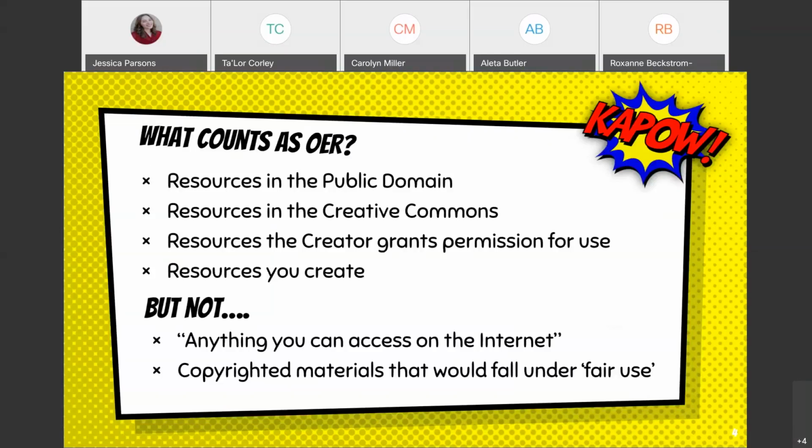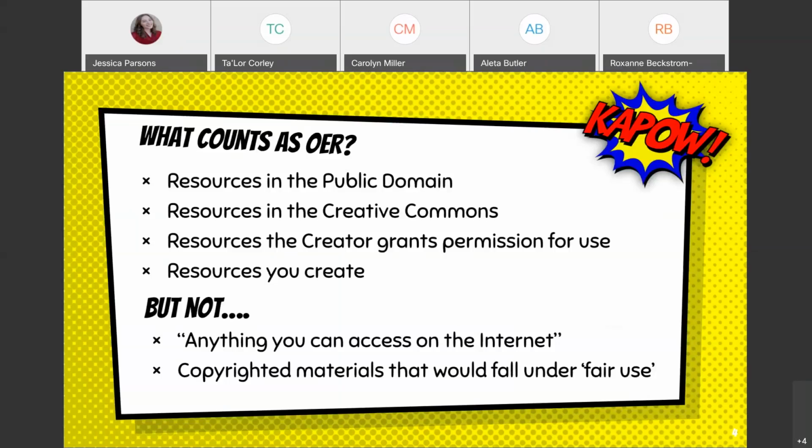What counts as OER? Resources in the public domain, resources in the Creative Commons. These can be resources in the public domain, meaning that they can freely be used by the public. This usually includes content on government websites, but sometimes they have copyrighted materials that the government has permission to use on their website.